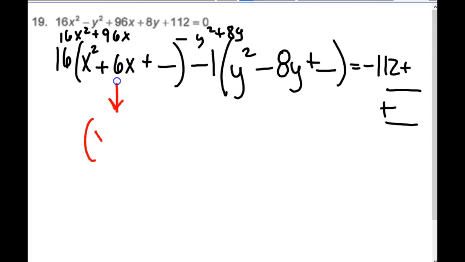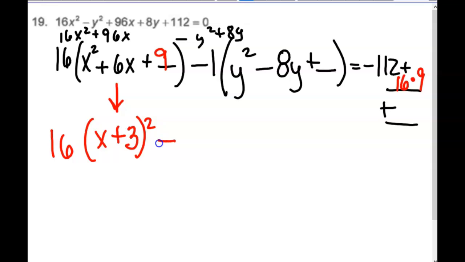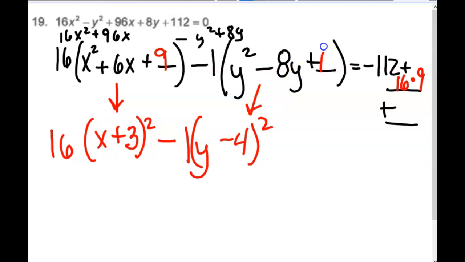Right here, I take half and I get what? X plus 3, not minus 3. Squared is 9, but what am I adding to the other side? 16 times 9, yes. Then I have minus 1. What goes back here? It's not plus 4. Minus 4, which is a 16 in the parenthesis, but what am I adding to the other side then? A -16.